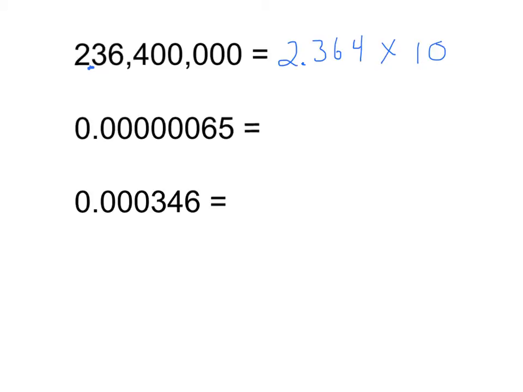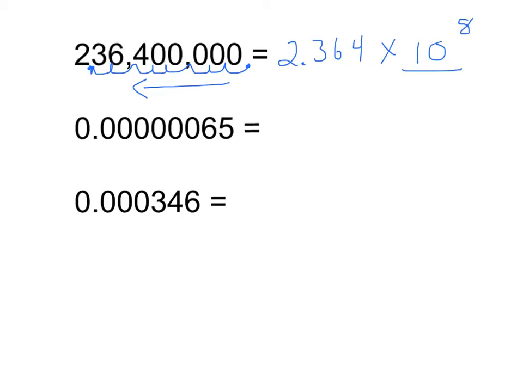we have to figure out how many places we moved the decimal. So the decimal started out here, and we need to move it 1, 2, 3, 4, 5, 6, 7, 8 places to get it right behind the 2. So the exponent will be 8, and it's going to be positive. We've moved the decimal to the left, so we know it's positive, and this is a really big number, so it makes sense that we want to multiply 2.364 times some large number in order to get this.